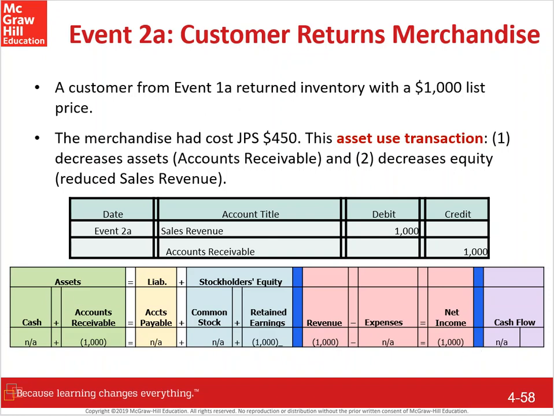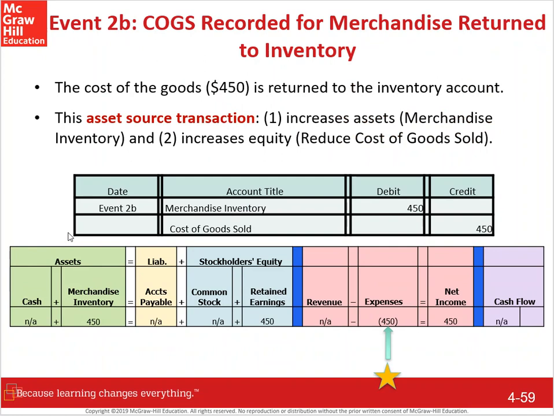And now in part B, instead of relieving the inventory, we're actually putting the goods back on the shelf. So we're going to do just the opposite. We're debiting merchandise inventory, making it go up, and we're crediting cost of goods sold. Now that's strange, right? When in doubt, debit the expense account. But here we are crediting the expense account. Do we have a good reason?